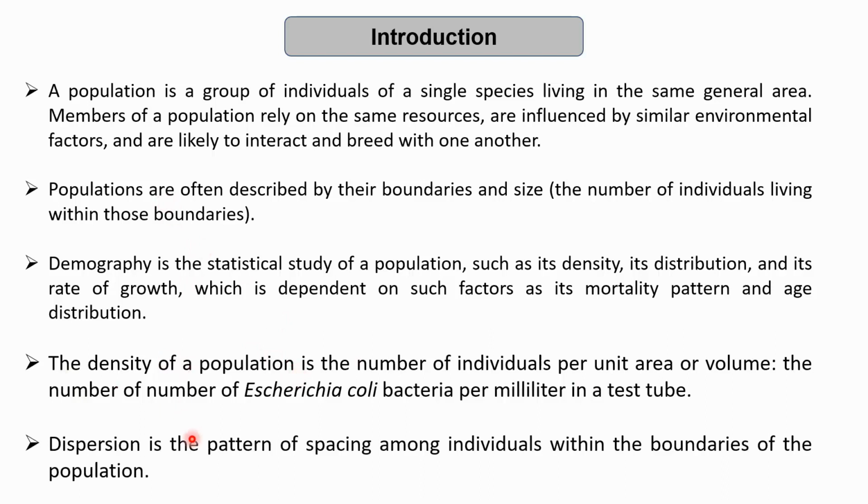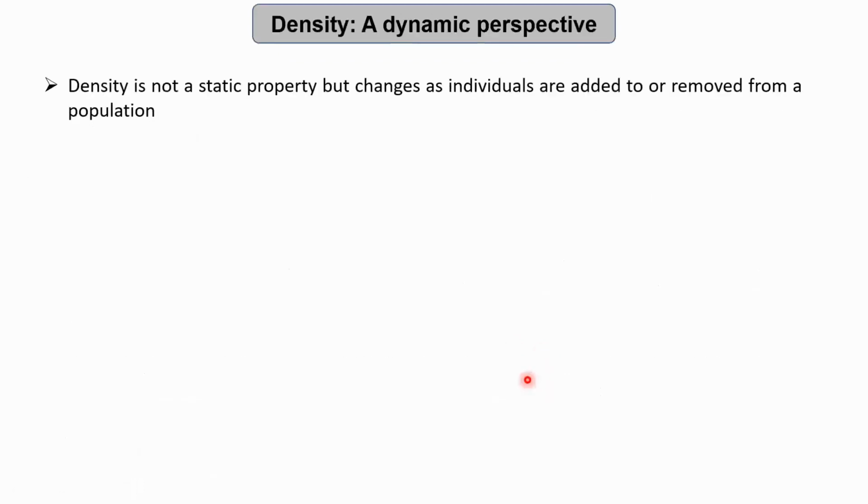Besides density, the other important factor is the dispersion. Dispersion is the pattern of spacing among individuals within the boundaries of the population, that is, how different individuals within a population are spaced within the set limit or boundary of the population. This is defined by the factor which is known as the dispersion.